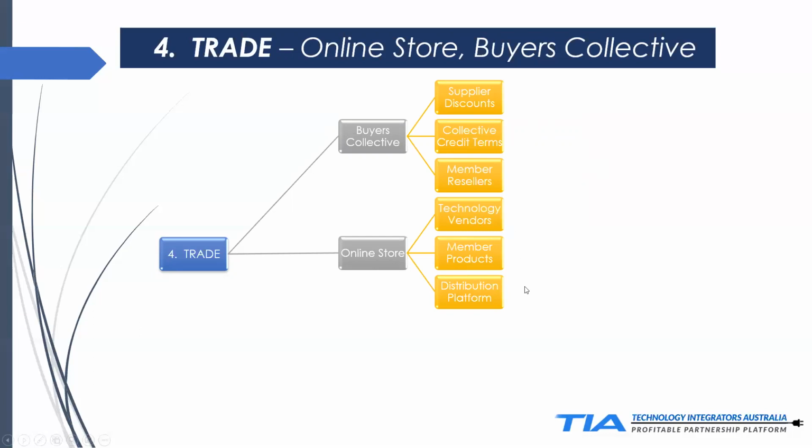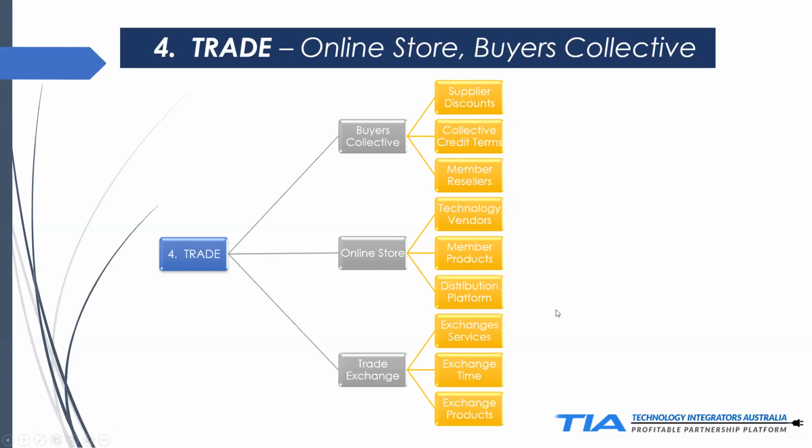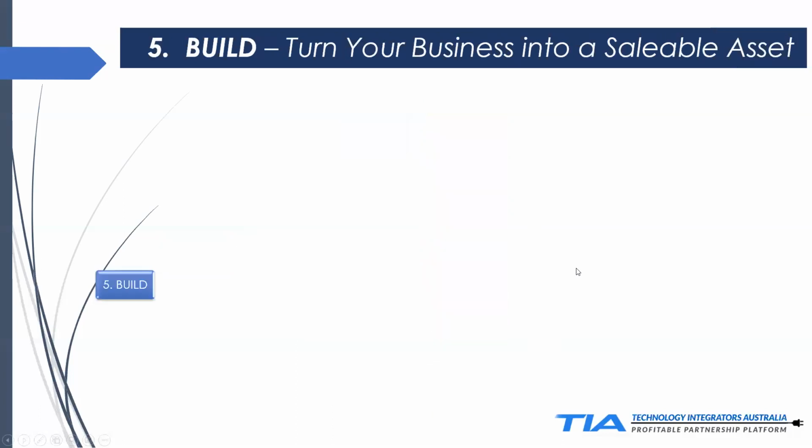Also, eventually we may even, with enough volume or enough members, be able to start our own distribution platforms where TIA distributes products, and we can resell directly to members, so members can buy at aggregated wholesale prices. We also may at some stage in the future look at a trade exchange where we exchange services, time and products, similar to BBX or Bartercard.